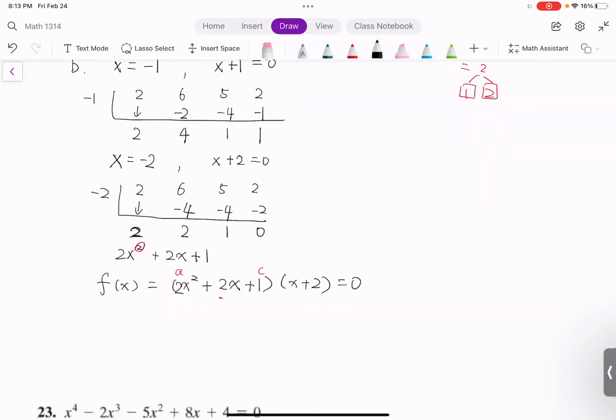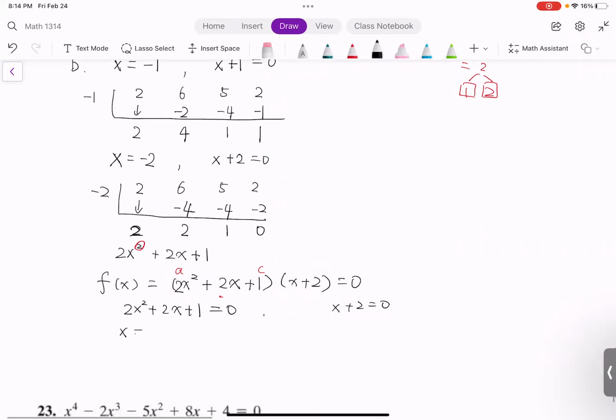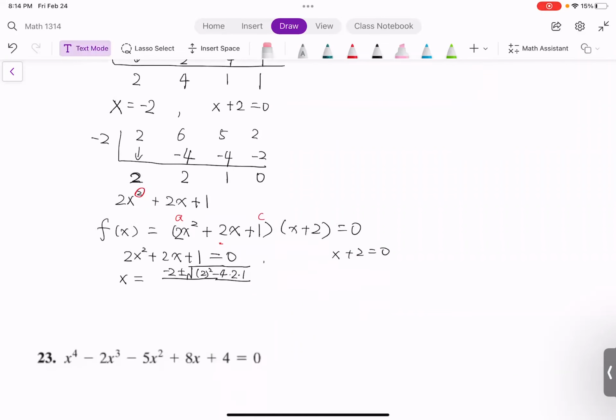So let's see. These 2 equations, 2x squared plus 2x plus 1 equals 0. And then another one is x plus 2 equal to 0. Then quadratic formula is x equals -b, -2 plus or minus square root of b squared, 2 squared, minus 4AC, 4 times 2 times 1. Okay, let me make some more space.